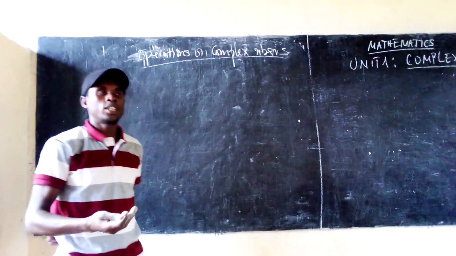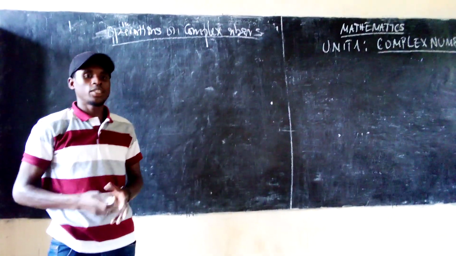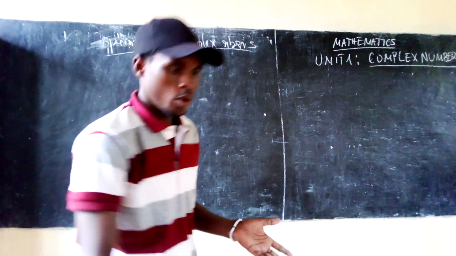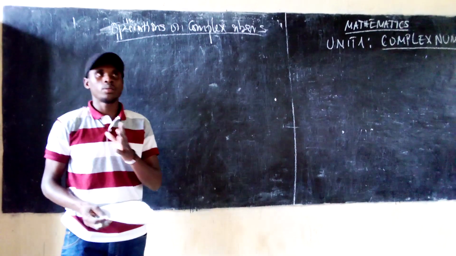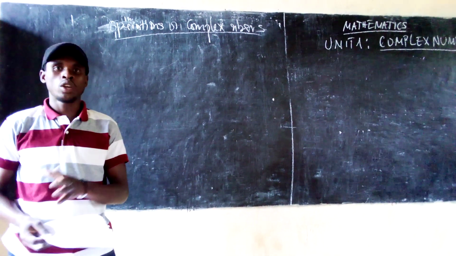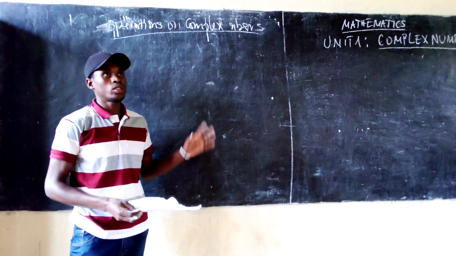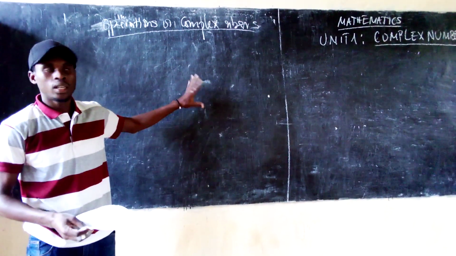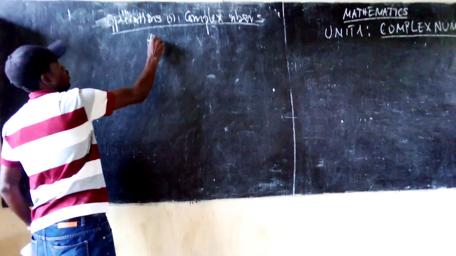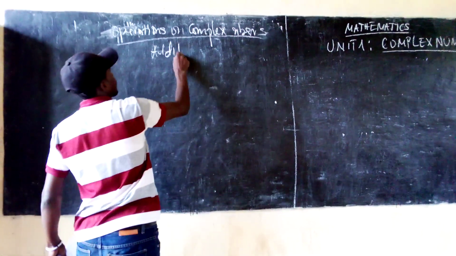When they talk about operations in mathematics, we have 4 operations: addition, subtraction, multiplication, and division. Complex numbers also undergo such operations. Let us look at addition.